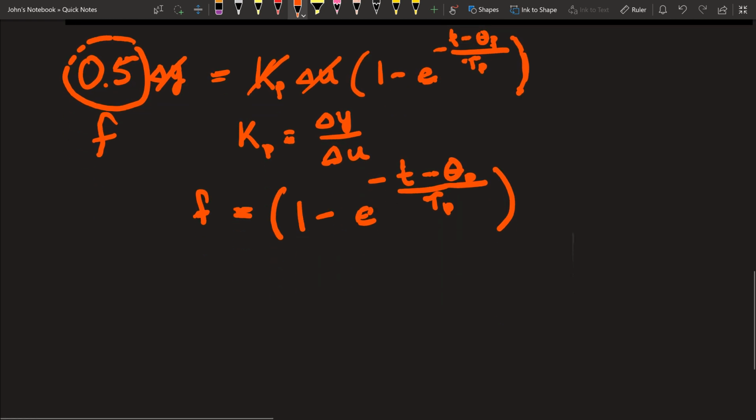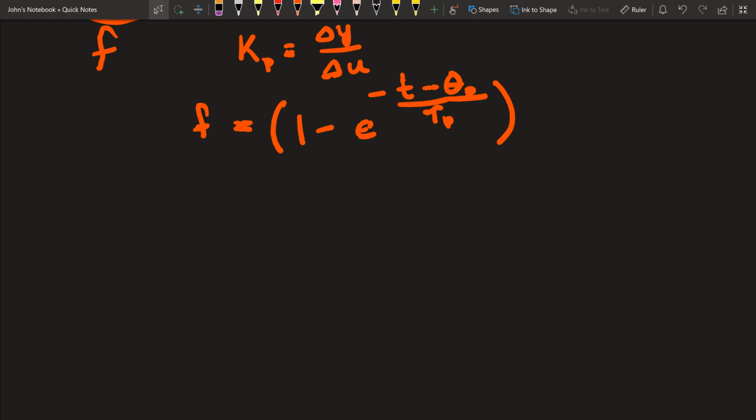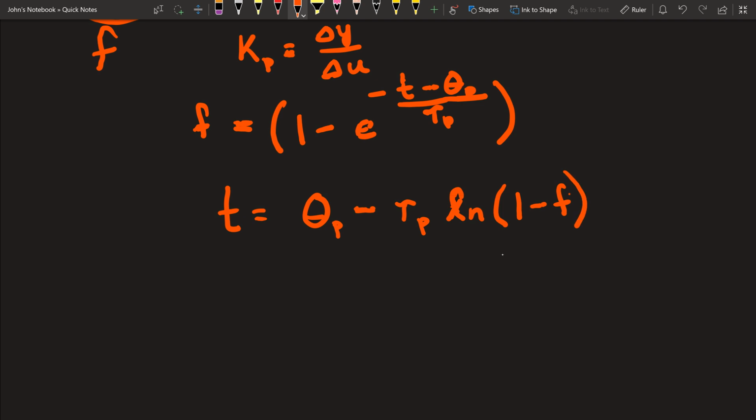If I just solve this algebraically for t, I come up with a solution: t is going to be equal to theta p minus tau p times the natural log of 1 minus the fraction to steady state. So this gives us the equation for the amount of time for this problem.